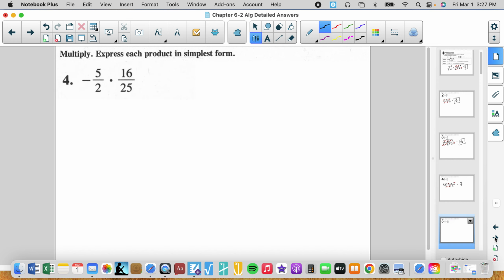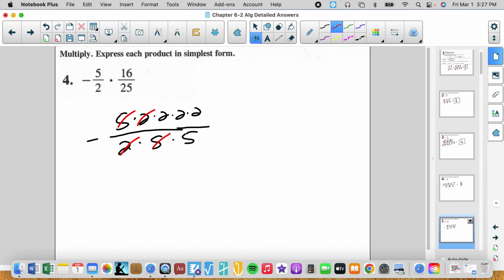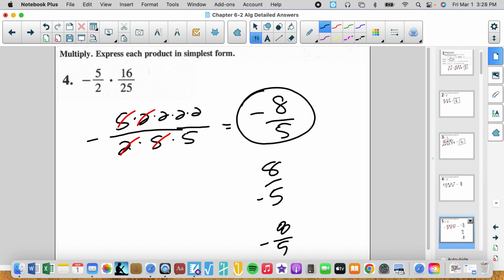We have a negative, and the negative can stay out there. 5 times 2 times 2 times 2 times 2, and 2 times 5 times 5. The 5's cancel, the 2 cancels, and we're left with negative 8 over 5. That negative can go in the numerator, it can go in the denominator, or it can just go outside even with it. That's an okay answer.